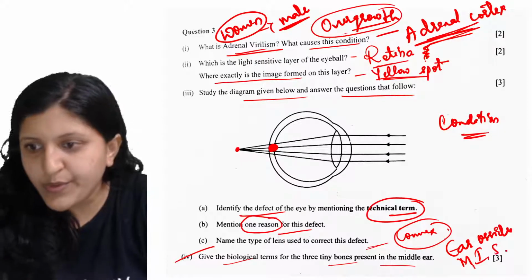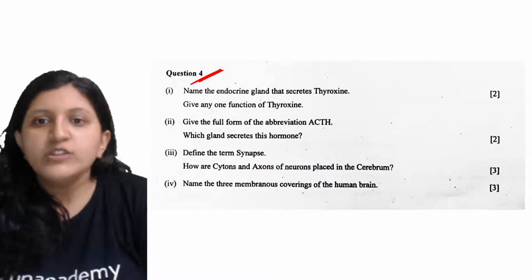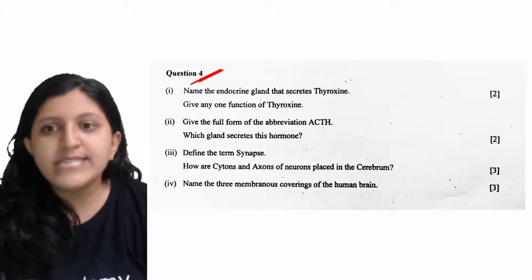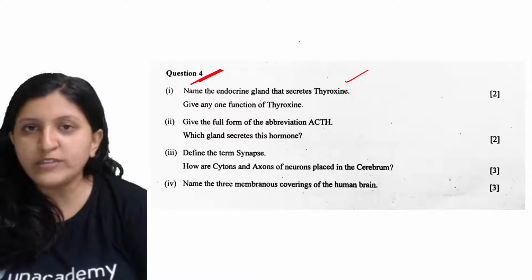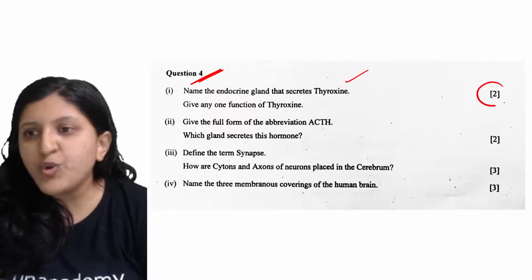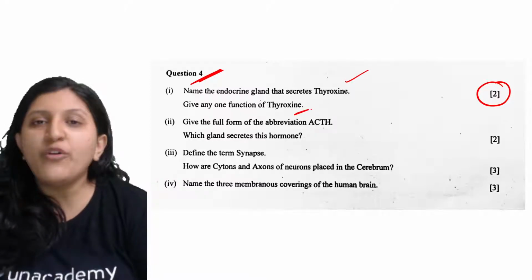Okay, so this is right. Okay, so let's go with the next one. That is question number 4. Name the endocrine gland that secretes thyroxine. So which is that gland? The one which secretes thyroxine. This carries 2 marks. Okay. And they have asked to give any one function of thyroxine.